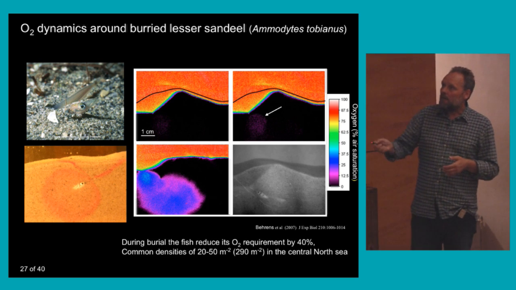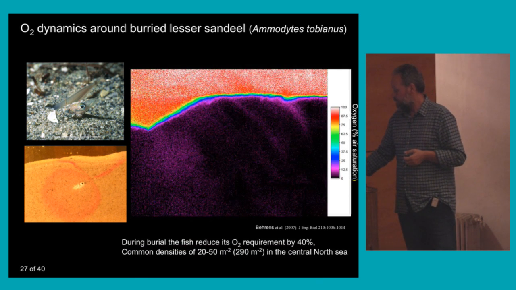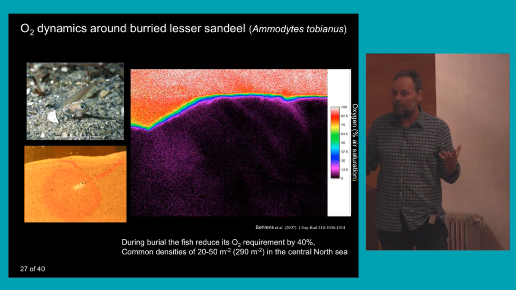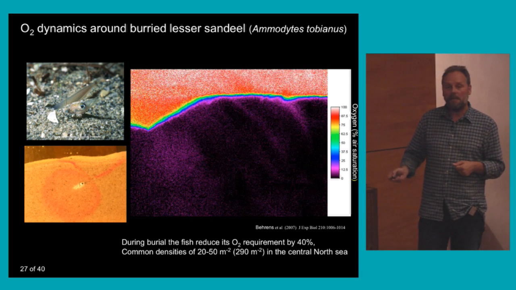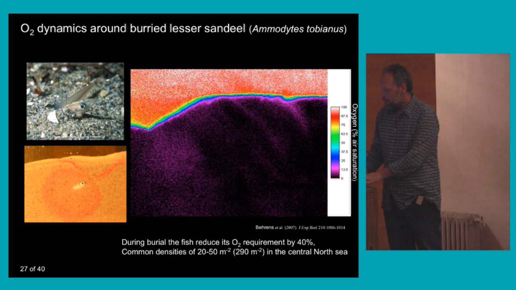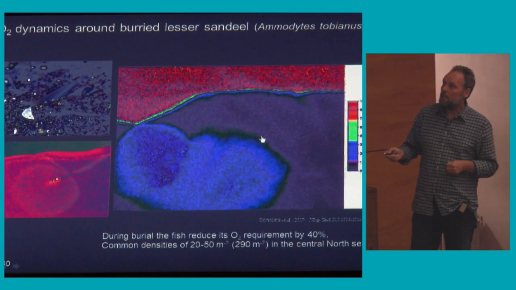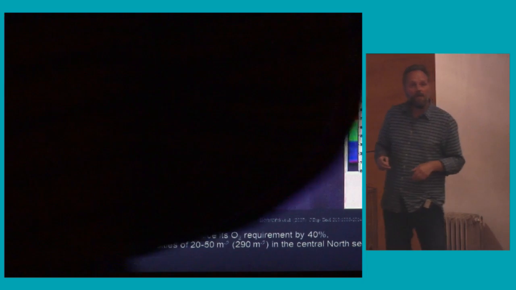Doing that, we could calculate from these images and some incubations that the metabolic costs were much lower for the fish by being buried than when swimming around and avoiding predators. And at densities that are quite common, in the order of 20 to 50 per square meter, these waves of oxygen passing through the sediment have important implications for the microbial communities and the diagenetic processes going on. Here you can see these waves of oxygen passing through, things that would be very difficult to investigate by other techniques.